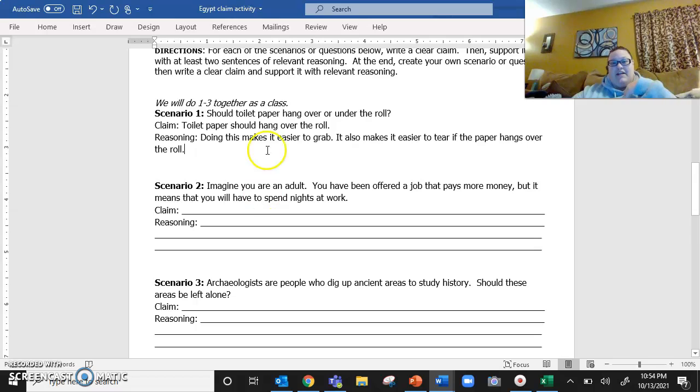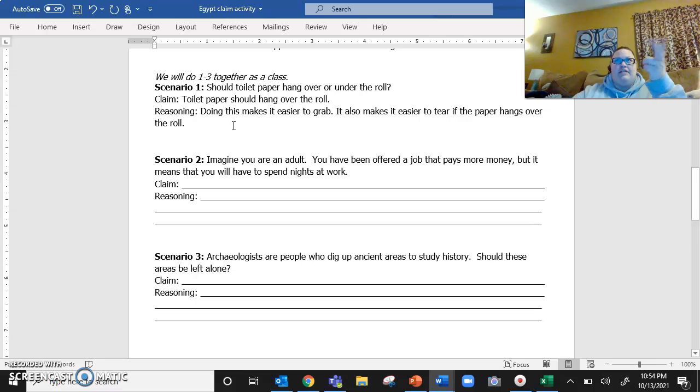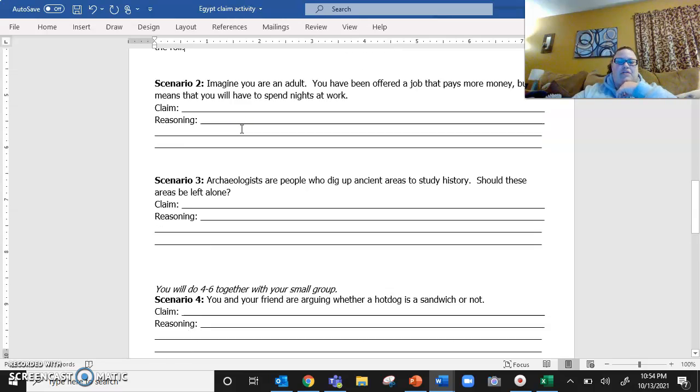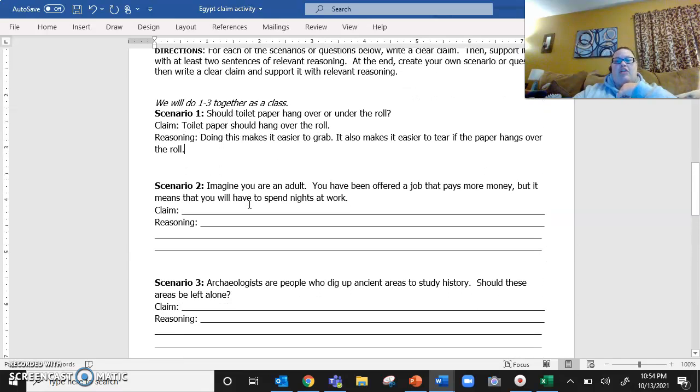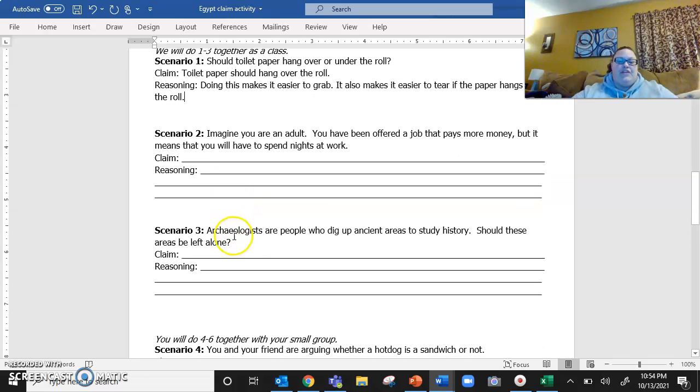Oh, by the way, in each of these sections, the first scenario, so scenarios 1, 4, and 7, are just goofy things to get you thinking. Don't really matter. The middle scenario in each one, so scenarios 2, 5, and 8, are real world arguments that people get into. And that's to show you that you use claims outside of school also. And then the third scenario ties in with social studies. All right, just a little fun thing for us to do.